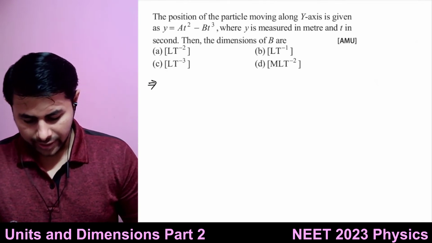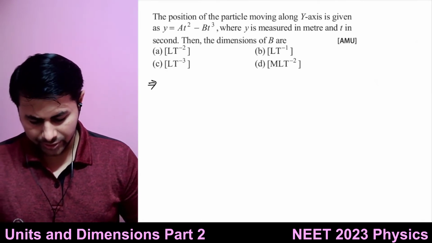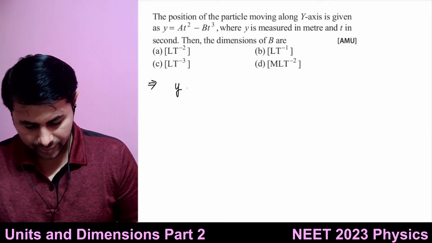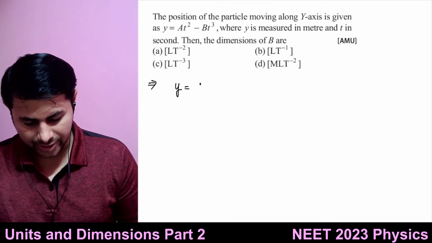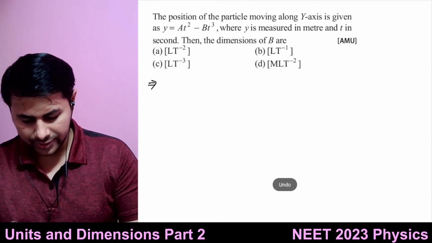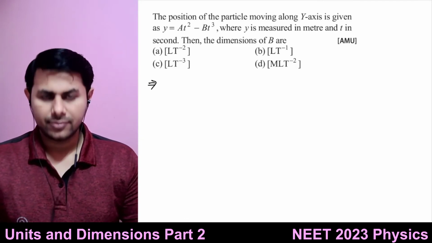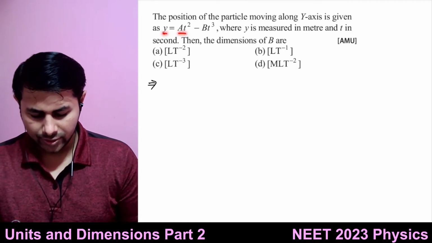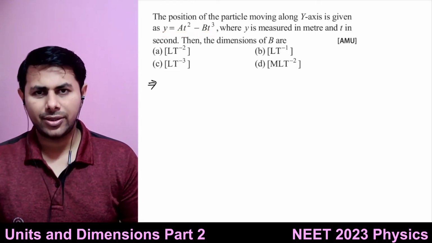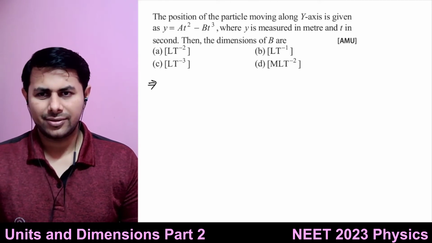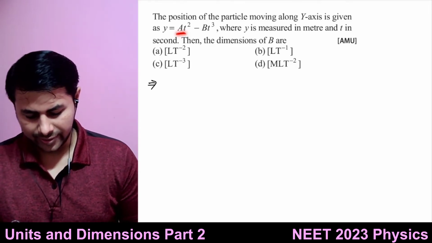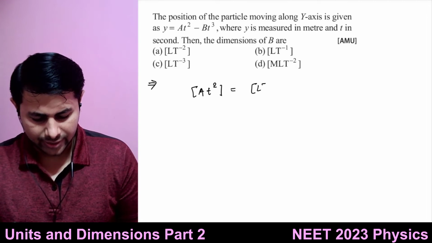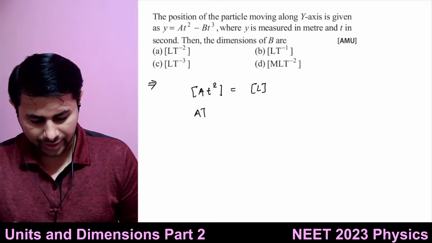Anyways, so we have this question: y equals A t square minus B t cube. Now you tell me how to solve this. It is position, so all the terms should have dimensions equal to what? Length, L. So the dimensions of A t square are equal to dimensions of length, and that means the dimensions of A are equal to what?